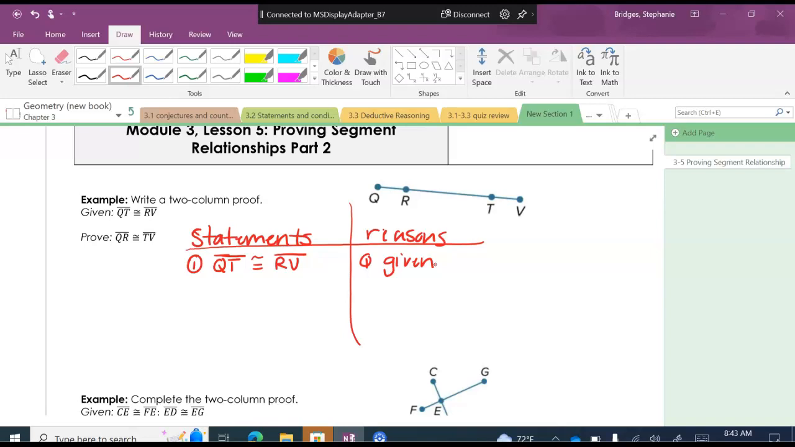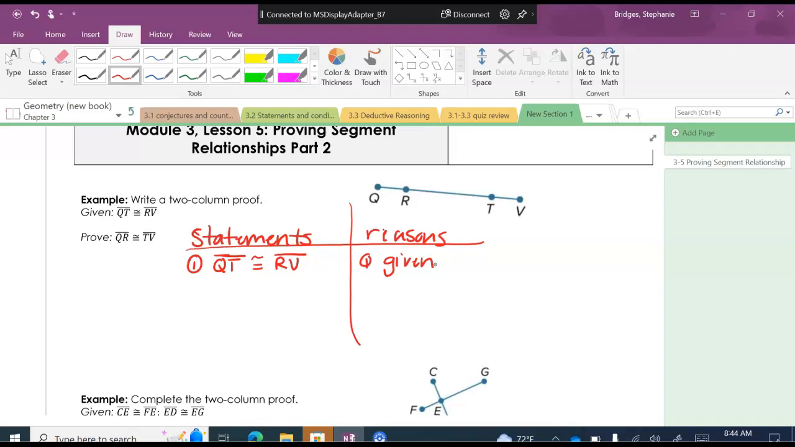So this is where we have to think about where can we go from here, okay? What I'm given is that I have two congruent segments. Like yesterday, we were told we had two congruent segments, but we were also given the length of those segments. Are we given the lengths of those segments today in our picture? So we're not given any other information besides that picture and besides the fact that QT is congruent to RV. And we're trying to prove that the two small pieces, QR and TV, are congruent.